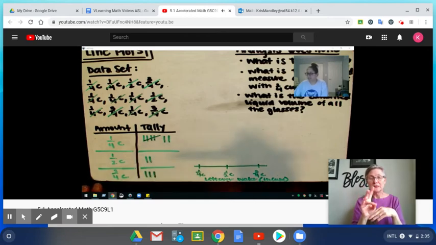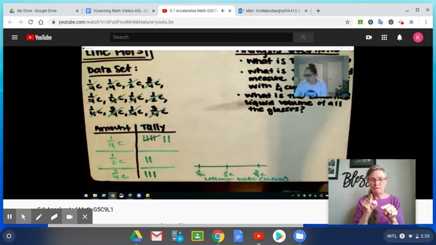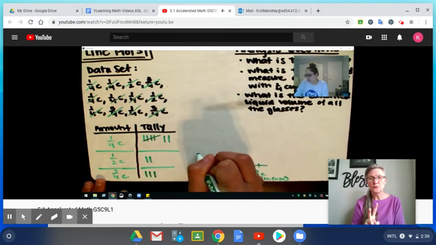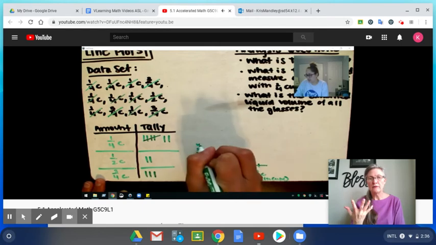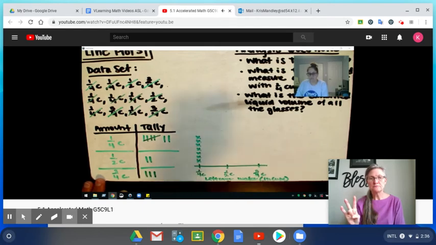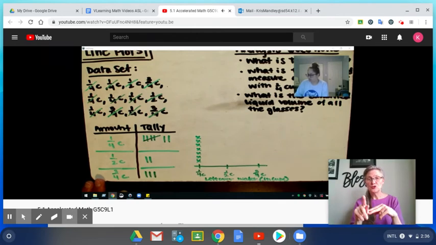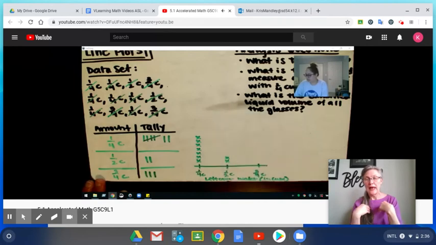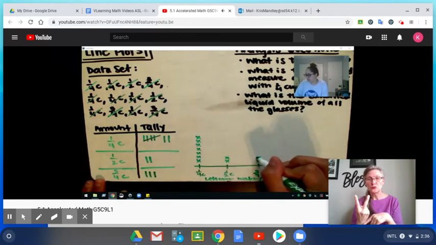So that means I'm going to put 7 vertical marks in the 1/4 category. So I've got 1, 2, 3, 4, 5, 6, 7. In my half cup section, I should have 2, so I'll put 2 marks, 1, 2. And in my 3/4 marks, I've got 3, so 1, 2, 3.